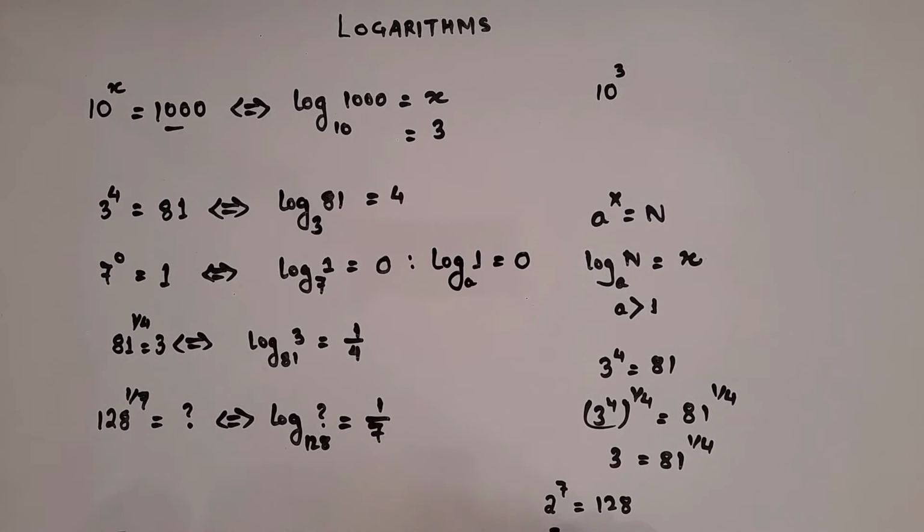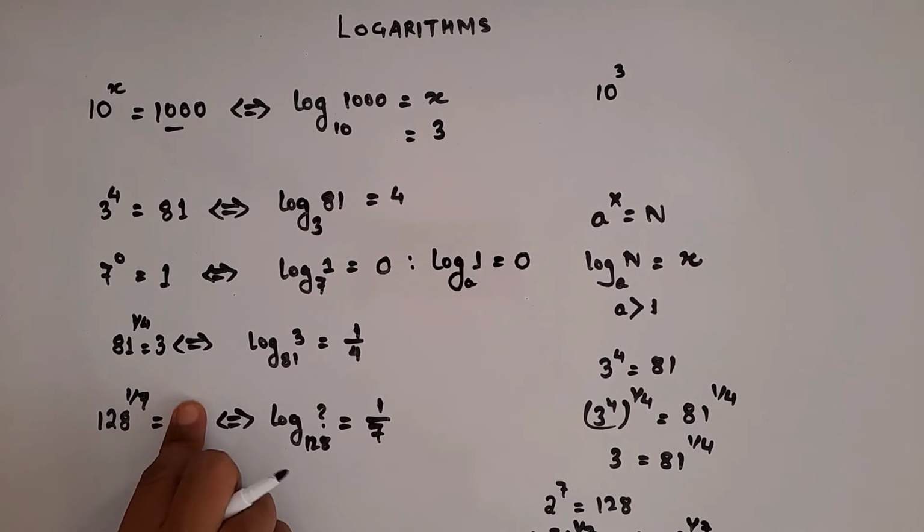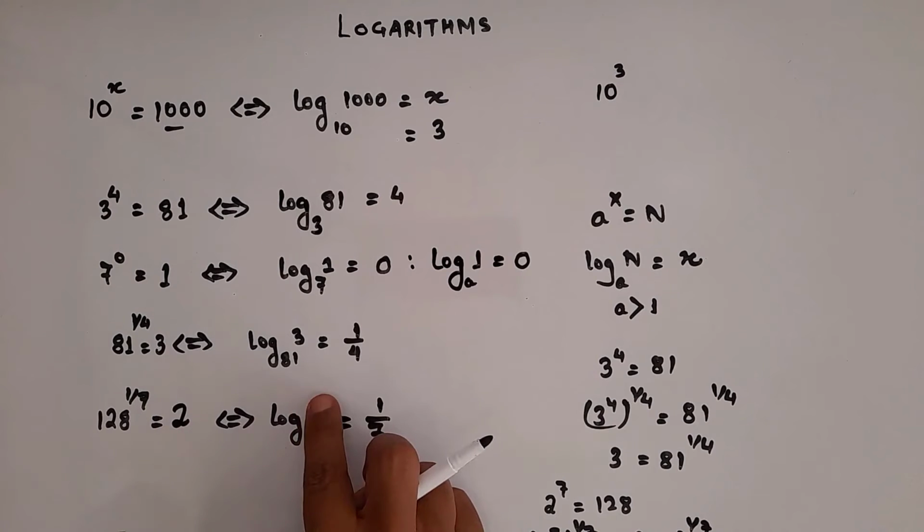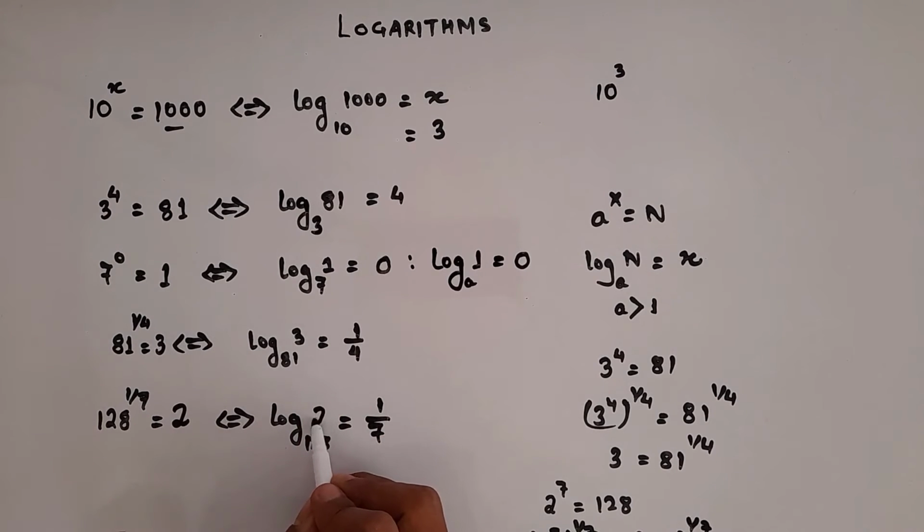Now, if we raise both sides to the power of 1/7, then we have 128 raised to the power of 1/7. So (2 raised to the power of 7) whole raised to the power of 1/7 is going to give us 2. So 128 raised to the power of 1/7 is simply 2. So this value is 2. So that means we have the logarithm of 2 to the base of 128 must give us 1/7.